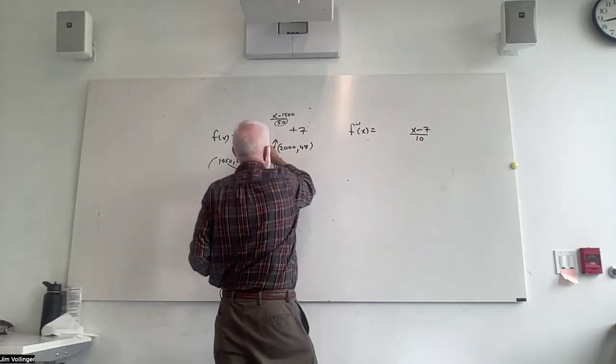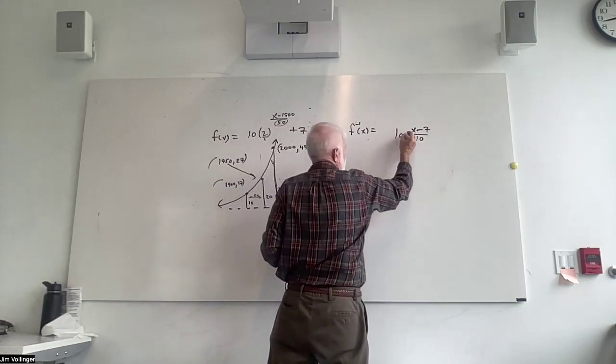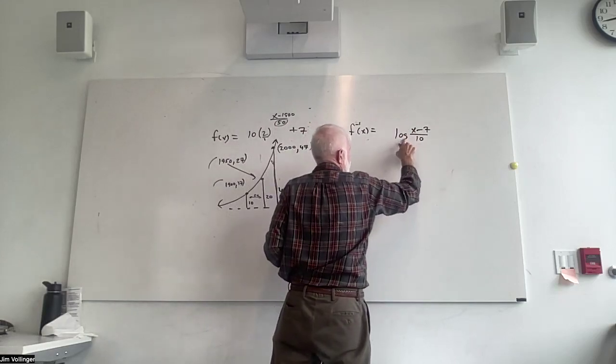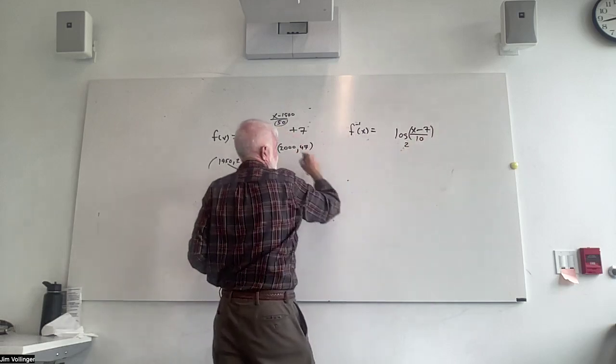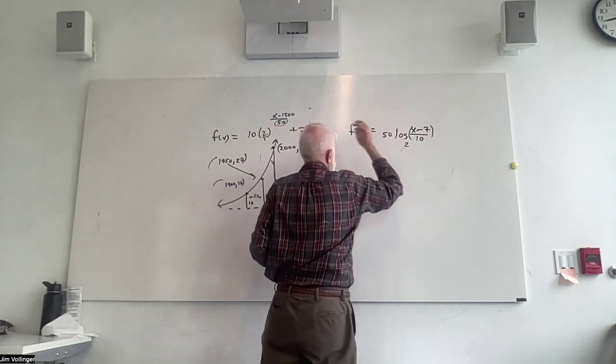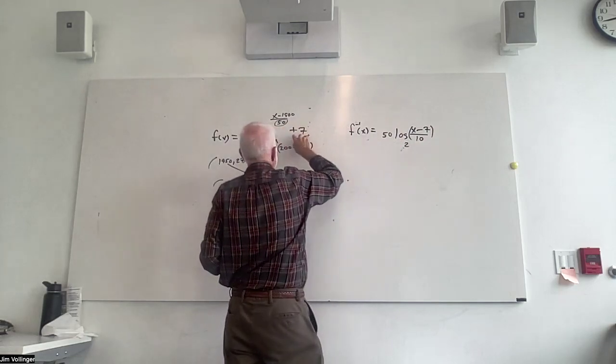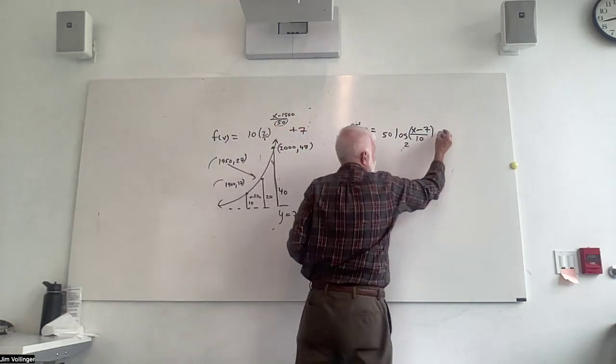I'm going to do the inverse of 2 to the, which is log base 2 of, I'll put that in parentheses now. I've got a division by 50, so I'll multiply by 50. And then I will add 1900.